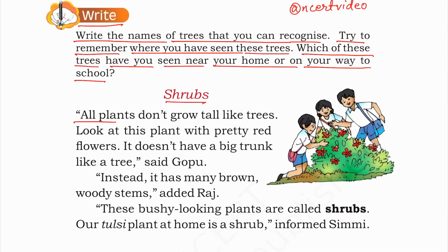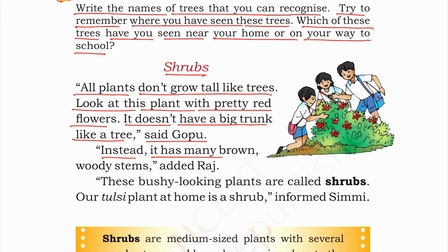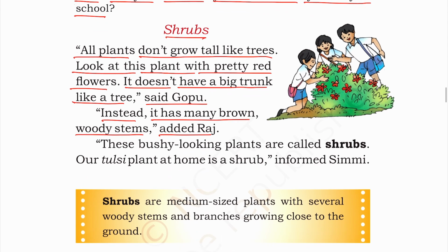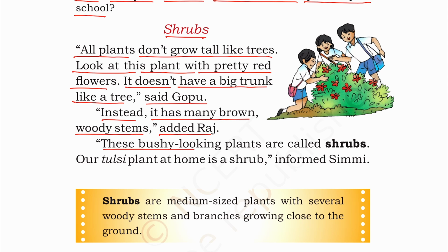Shrubs. All plants don't grow tall like trees. "Look at this plant with pretty red flowers. It doesn't have a big trunk like a tree," said Gopu. "Instead, it has many brown, woody stems," added Raj. "These bushy looking plants are called shrubs. Our tulsi plant at home is a shrub," informed Simi.